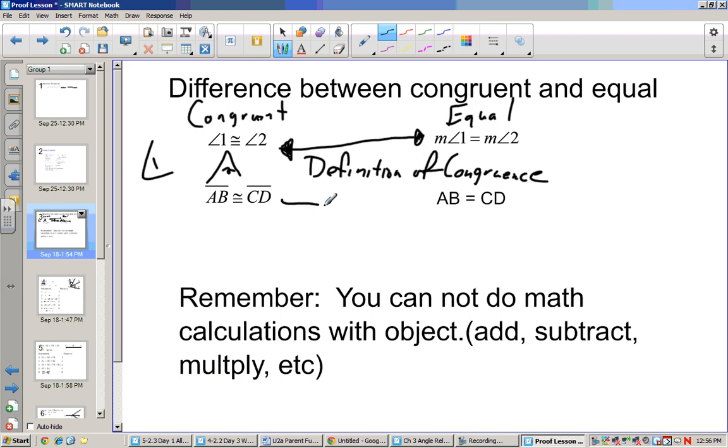Similarly, between segments, we can't add a segment to another segment, but we can add the numbers of the segments. So this just represents the distance from A to B and the distance from C to D, and so we can do things with that. Just remember, you cannot do math and calculations with an object. You can only do calculations with numbers.